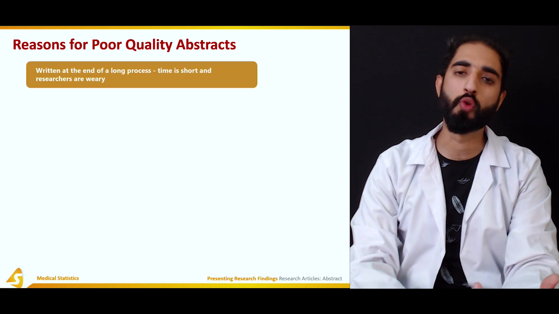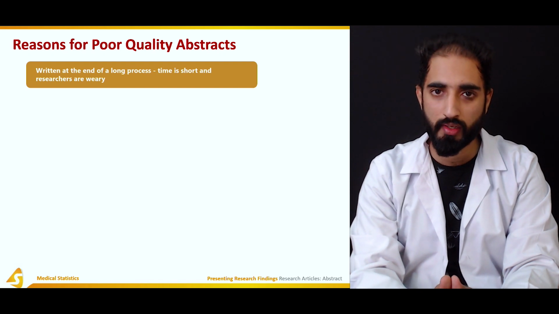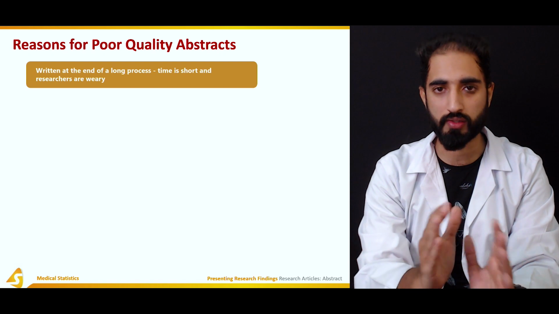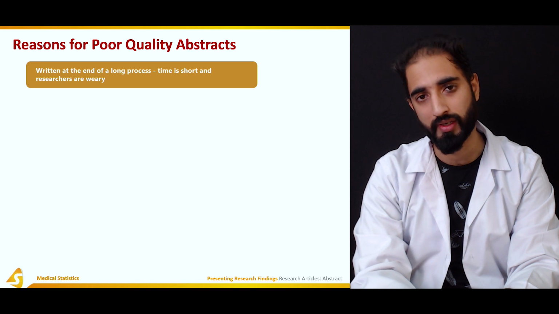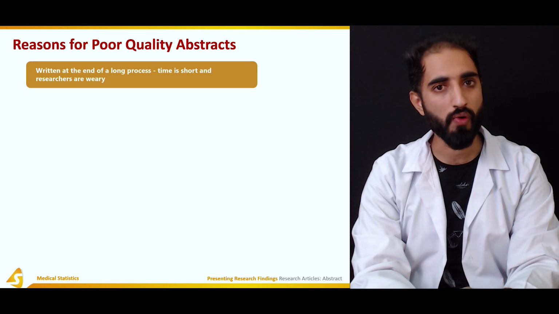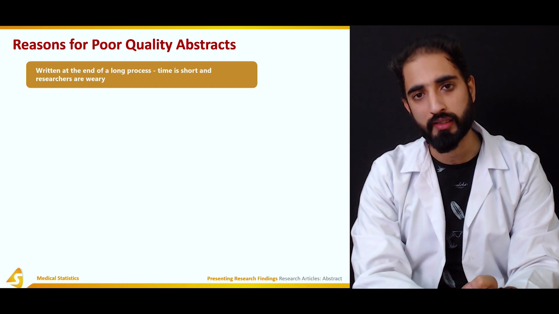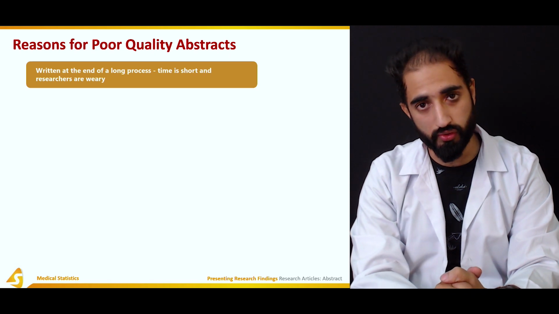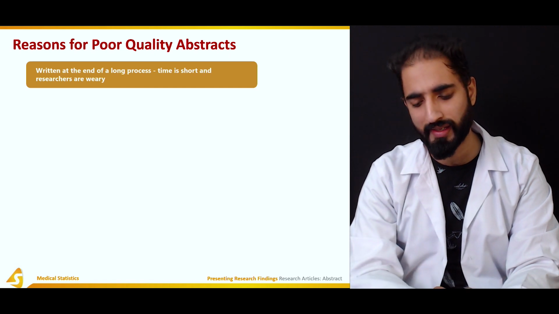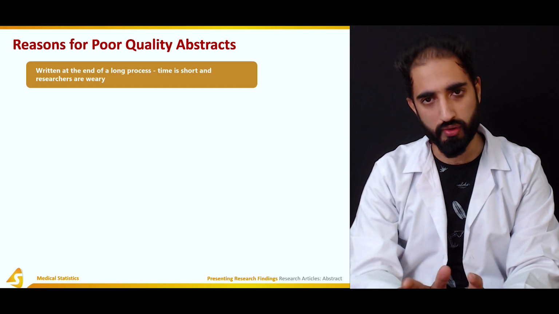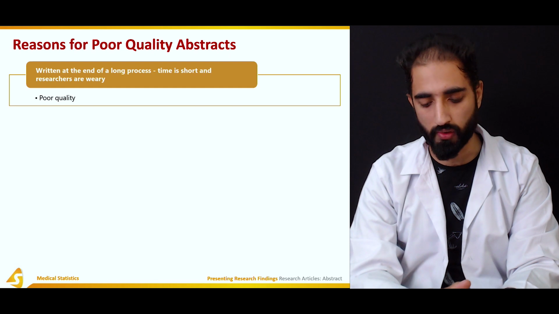So what are the reasons for poor quality abstracts? Because they are written at the end of the manuscript, they appear at the start of the manuscript, but they are written after the whole manuscript has been written. Writing a manuscript is a very long process. So when it comes to the abstract, the researchers have very little time and they are weary of working on that research and doing a lot of work. That actually shows and reflects in the deterioration of the quality of the abstract.